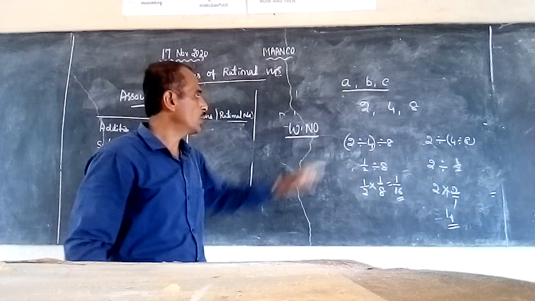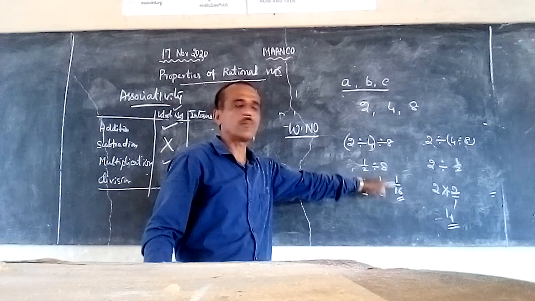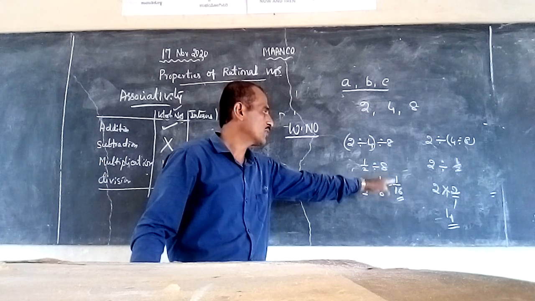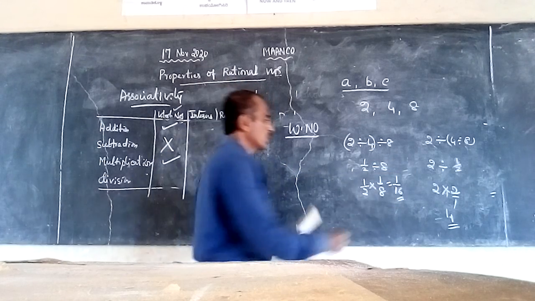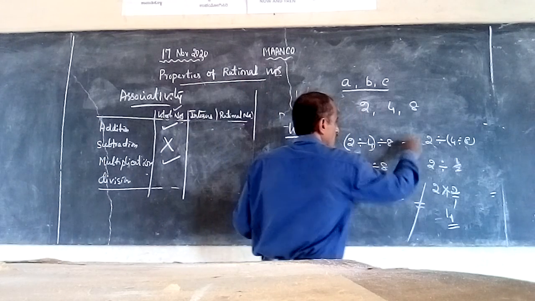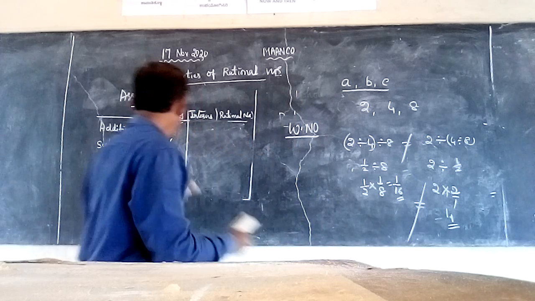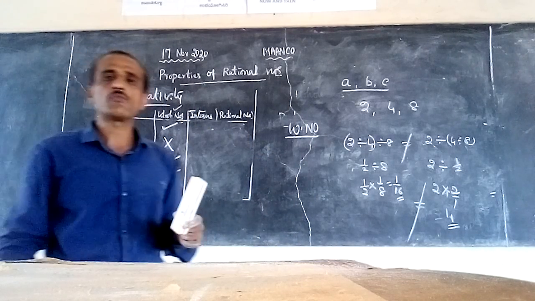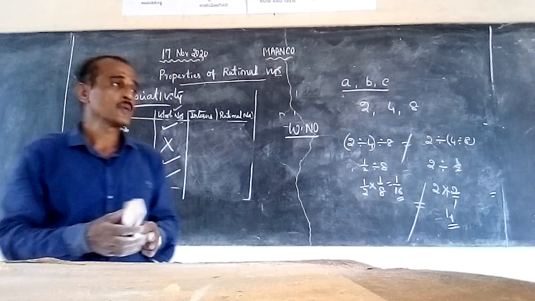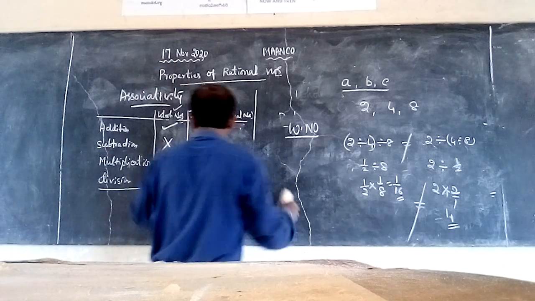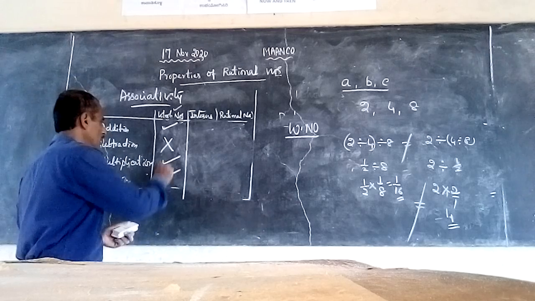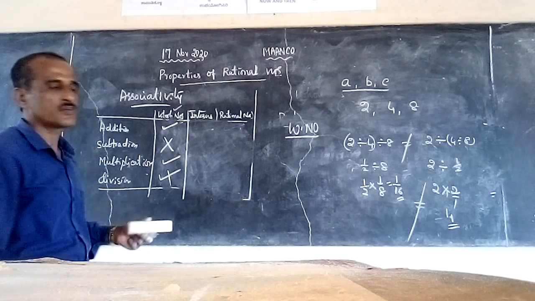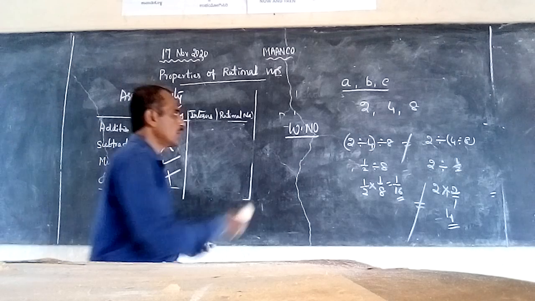So here (2 divided by 4) divided by 8 is equal to 1 by 16, and 2 divided by (4 divided by 8) is equal to 4. 1 by 16 is not equal to 4. Therefore, these are not equal. Therefore, division is not associative for whole numbers. Okay, like this we can conclude. So only addition and multiplication are associative for whole numbers. Division and subtraction are not associative for whole numbers.